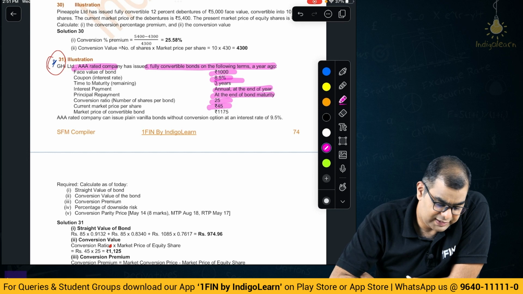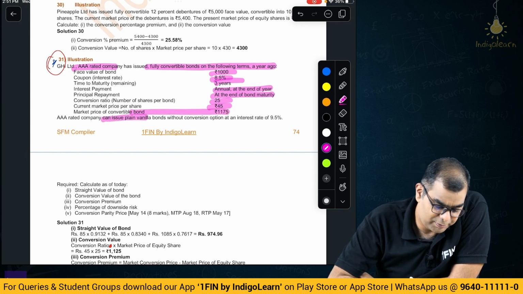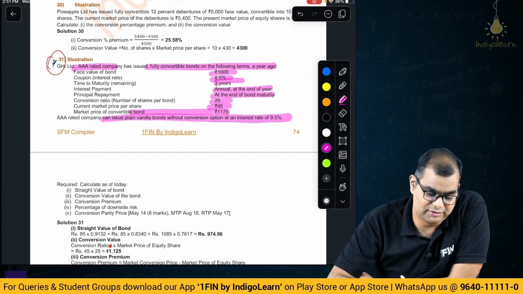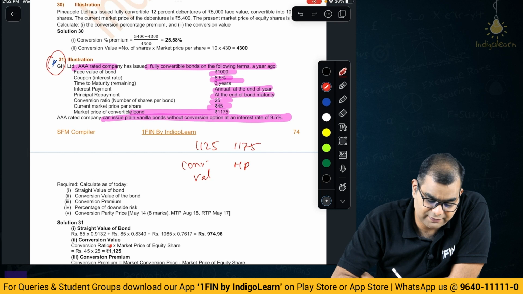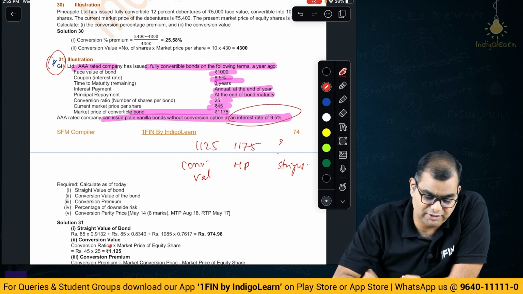1125. Then the current market price of the bond is 1170. Now what are you asked? They can issue plain vanilla bonds without the conversion option at 9.5. So they themselves have said 1125 is the conversion value, 1175 is the market price. Then they are asking about a straight bond, that is a bond without the conversion option. What is the price if the interest rate is 9.5? I am assuming, I have not read the rest of the question, but I am generally assuming.